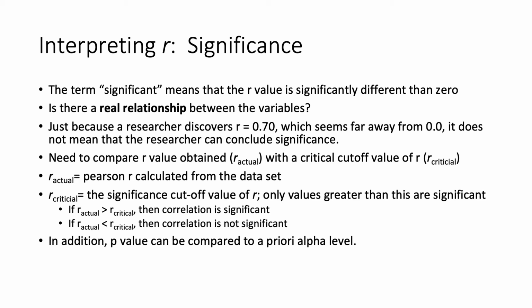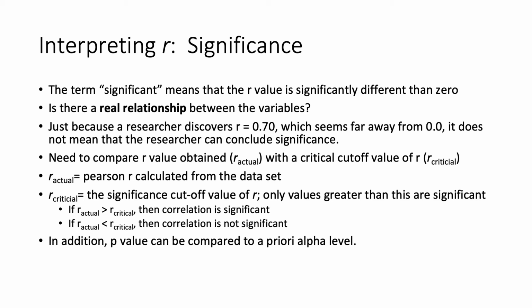The R actual is the Pearson R, which you calculated from the dataset. If your R actual value is greater than the R critical value, then you can reject the null hypothesis that R equals 0.0, and you can say the relationship is significant. If your R actual value is less than the critical value, then the correlation is not significant.